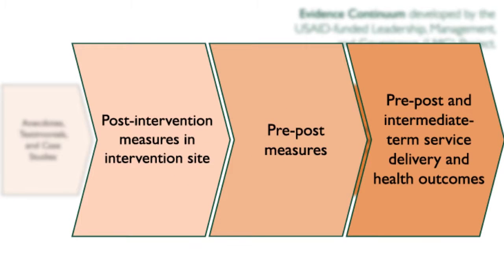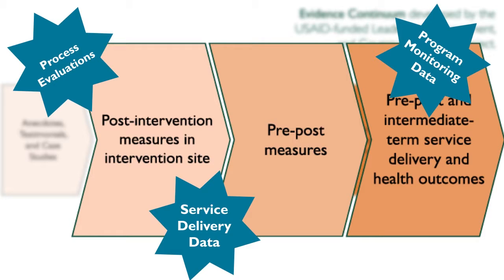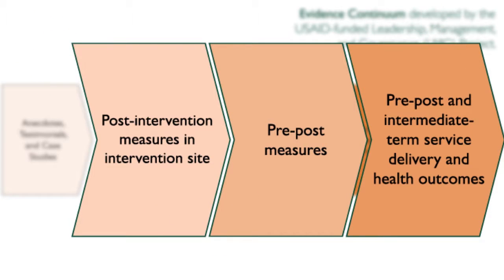Further along the continuum, we may want to understand the process of how an intervention or program has been implemented. Process evaluations, program monitoring data, and service delivery data from the intervention sites will provide valuable evidence for how to adapt programs so that they are more effective in a particular context. If we want to know how a program has affected health behaviors, we would need to measure evidence before and after an intervention. The same is true for institutional and health status change.